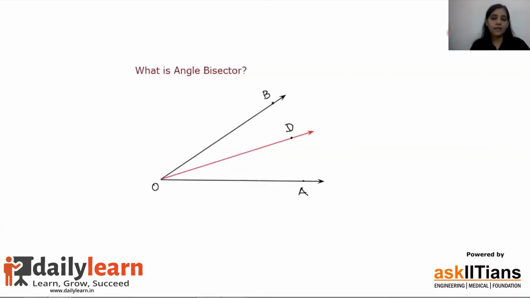Let's dive in. What is an angle bisector? Here you see AOB is an angle, and OD divides angle AOB into two equal parts. If I say that angle AOB is 30 degrees and OD divides it such that this angle is 15 and this angle is 15, then we say that OD is an angle bisector.